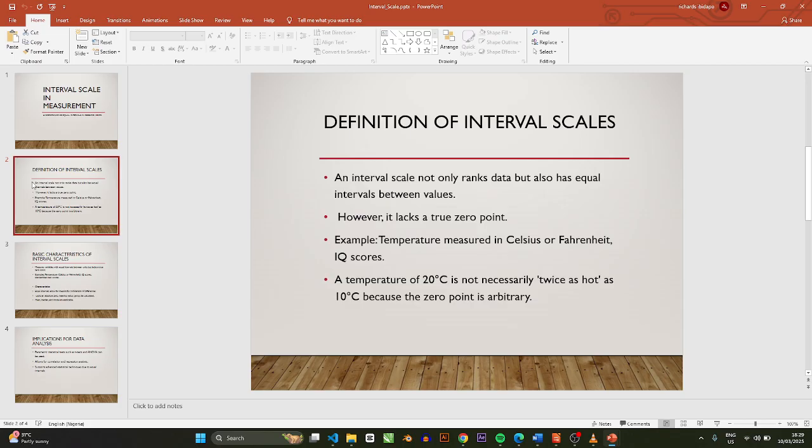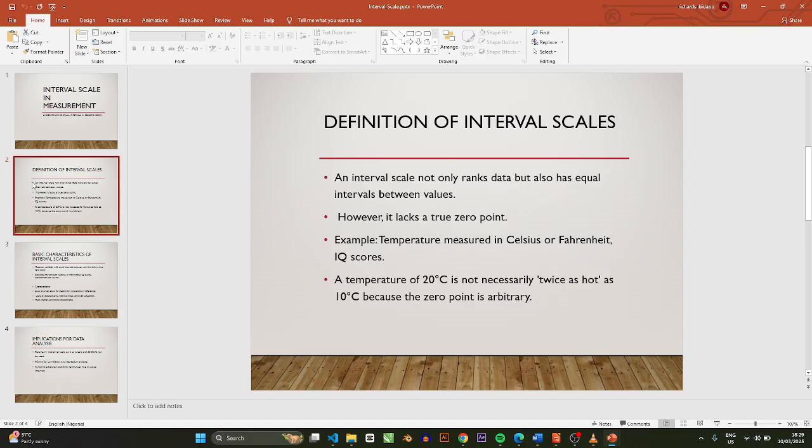What is interval scale of measurement? Interval scale of measurement identifies data, it classifies, and it also shows equal intervals between values. However, whenever we see zero in interval scale of measurement, the zero does not mean that the variable lacks that characteristic. Let me give you an example to clarify that.